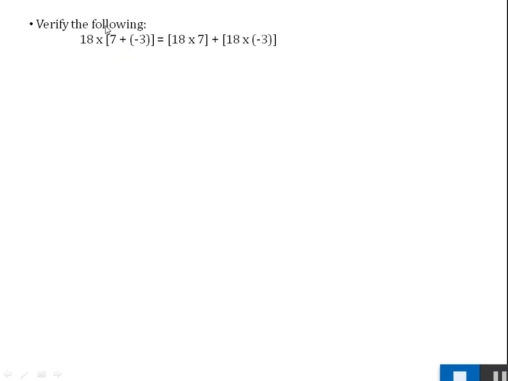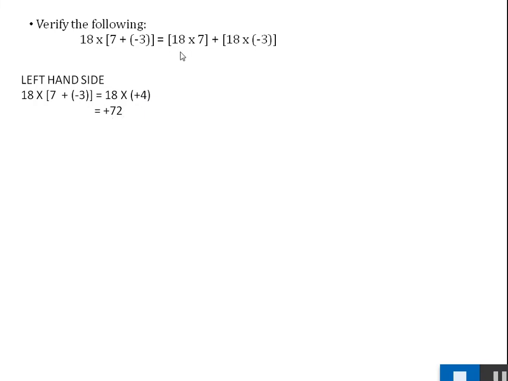Okay, so this portion we will consider as left hand side and this portion we will consider as right hand side. First we will see what is the answer for left hand side. 18 into (7 plus negative 3). First we will do whatever operation is said inside the bracket. 7 plus negative 3. That is, one number is positive, the other number is negative. You will subtract and give larger number sign. 7 minus 3, plus 4. 18 into plus 4 is plus 72.